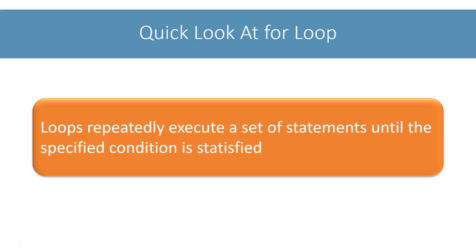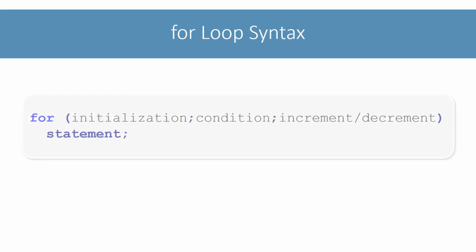The other control statement that we will be looking at now is the for loop. In a programming language, loops are used to execute a set of statements repeatedly until the specified condition is satisfied. Java provides a very rich collection of looping constructs. The most commonly used one is the for loop. This is the syntax of for loop.